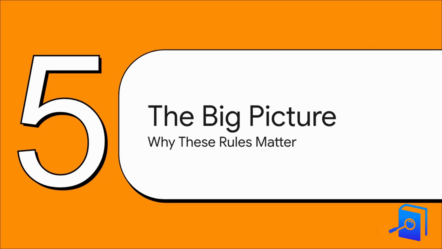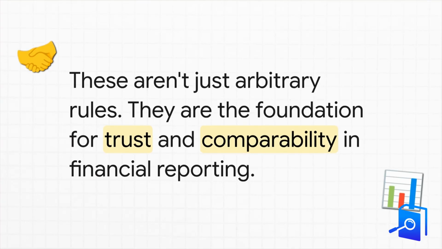Okay, so let's zoom out for a second. We've gone through some very specific rules and principles here. But why? Why do we even have such a detailed rulebook for this stuff in the first place? Well, the reason is actually pretty simple. It's all about trust. When every single company classifies its assets and liabilities in the exact same way, it means investors, lenders, and even managers can make fair apples-to-apples comparisons. It creates a level playing field for understanding a company's real financial health.